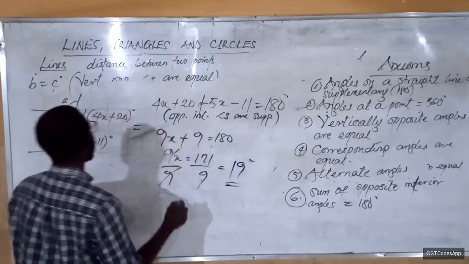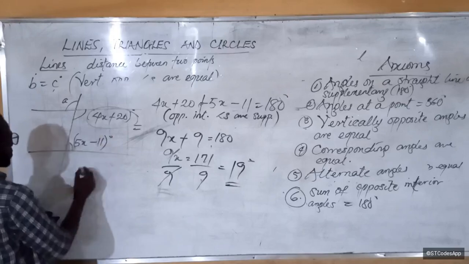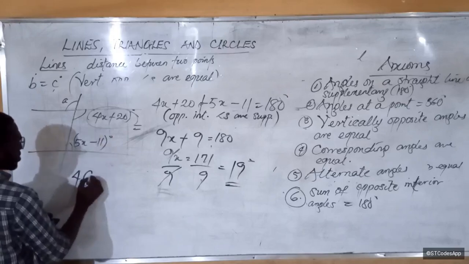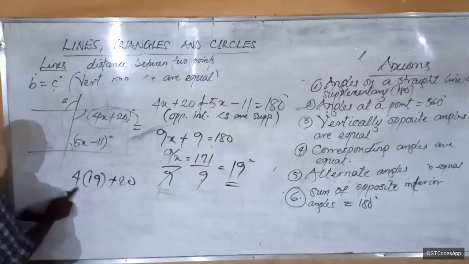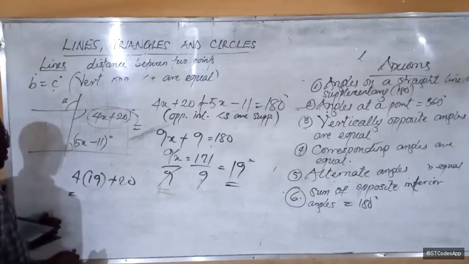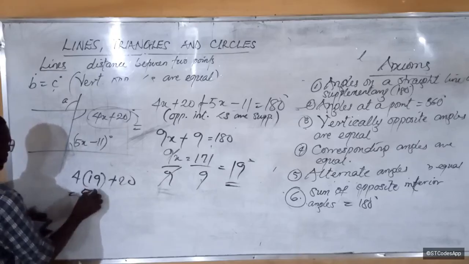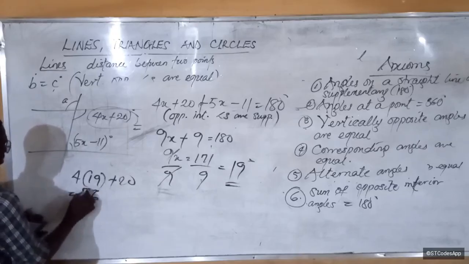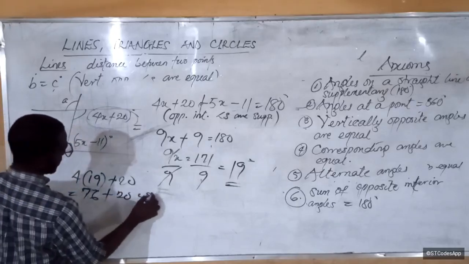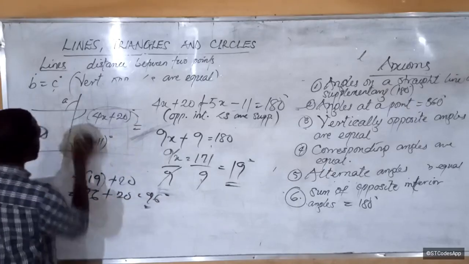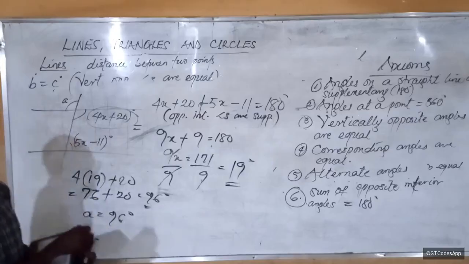X is 19 degrees. So we have to find this place now, right? So this place will be 4 into bracket 19 plus 20, right? So 4 times 19 will give us what? 76. 76 plus 20, right? That will be 96 degrees. So it means that A is equal to what? 96 degrees. Do you understand?